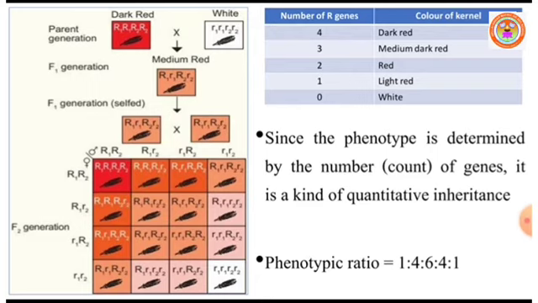is plotted against the intensity of the color. You can see the intensity of the color, which represents the distribution of the phenotype.